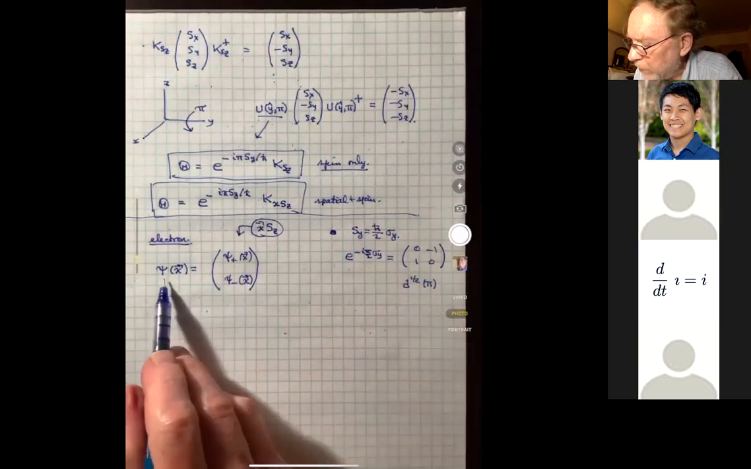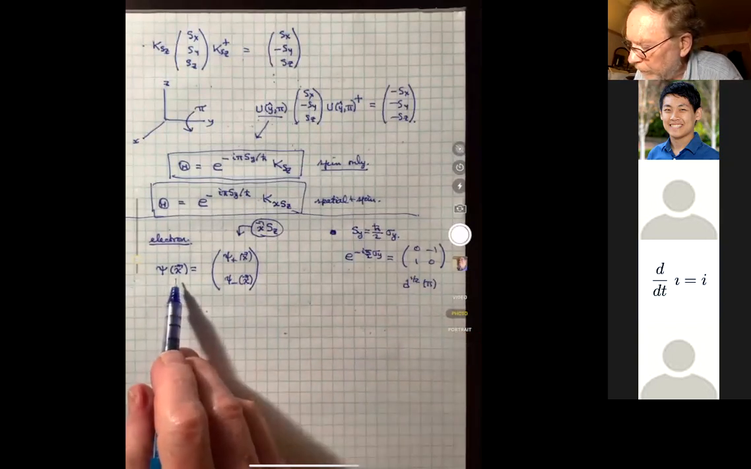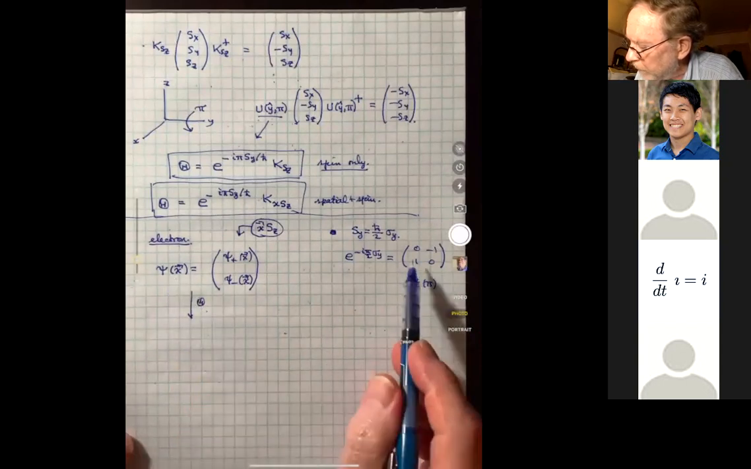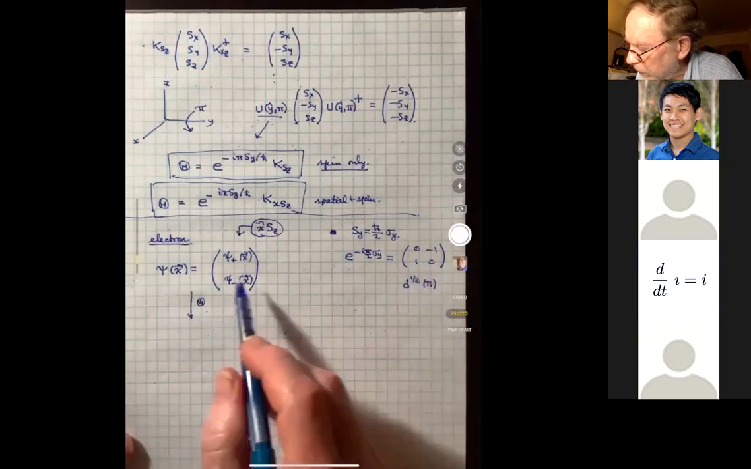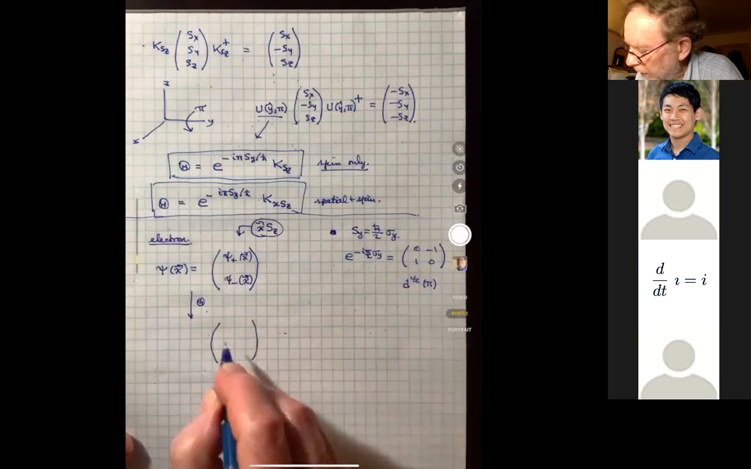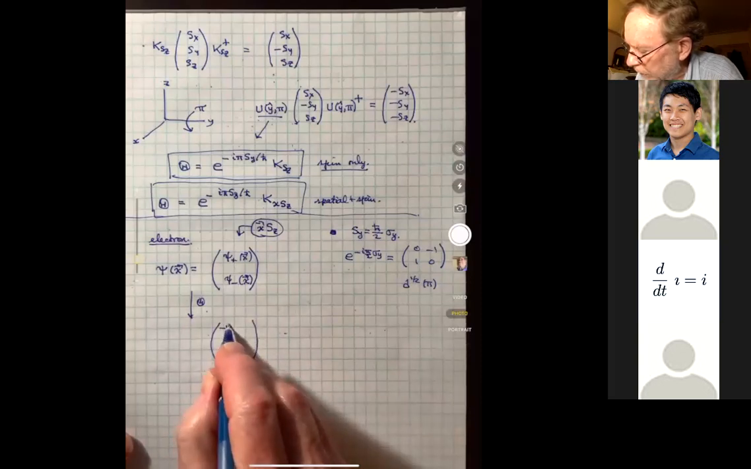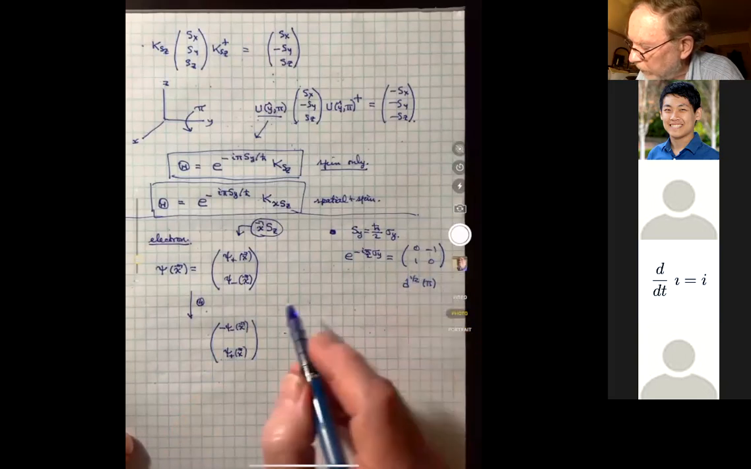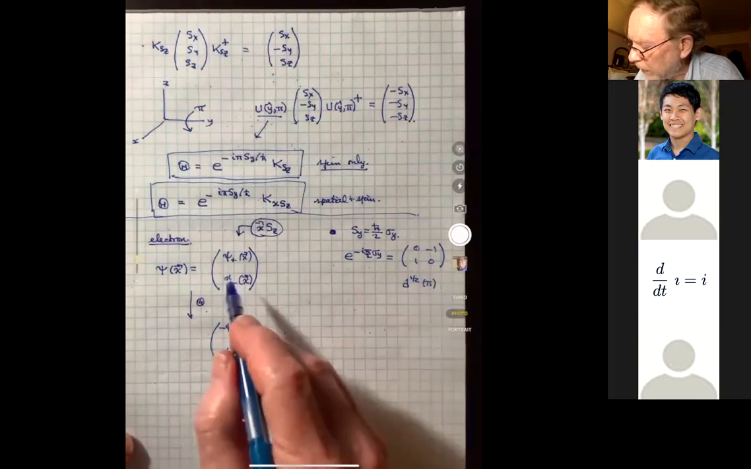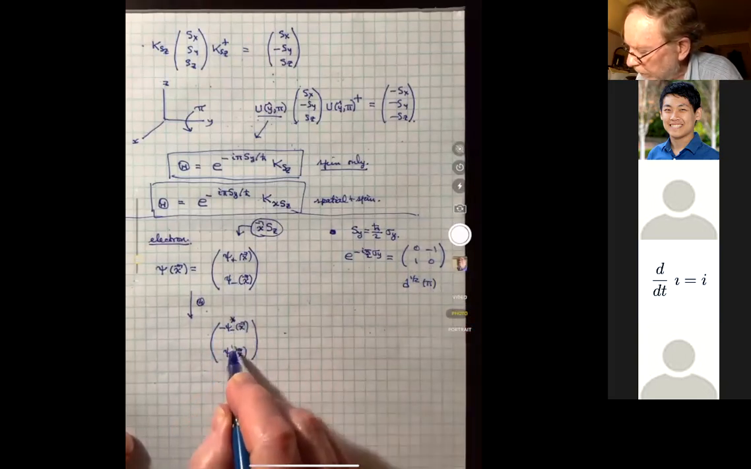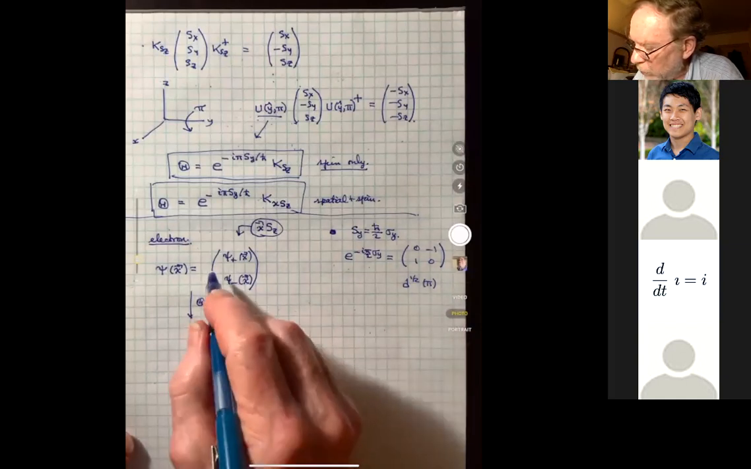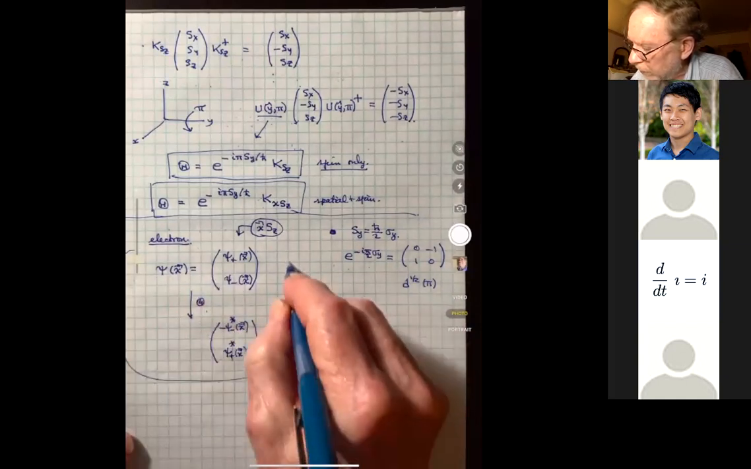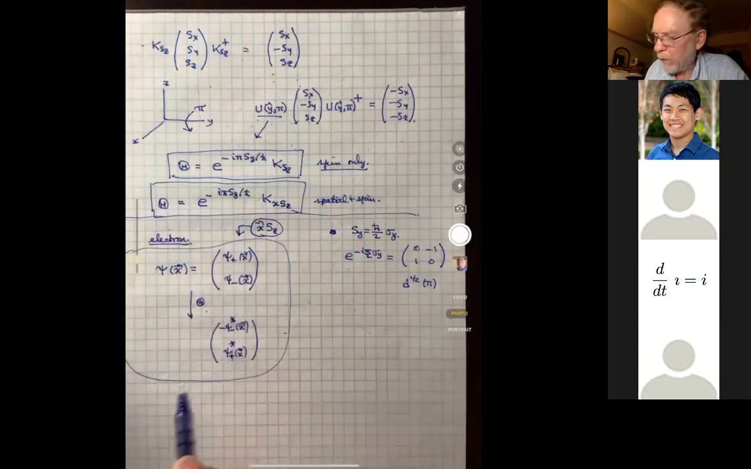So to transform this side under time reversal theta, I need to first multiply by this matrix and then take the complex conjugate. So what I'm going to get is minus psi minus of x in the upper slot, and then plus psi plus of x in the lower slot. I'm just multiplying this matrix (0, -1; 1, 0) times that column. But then I also need to complex conjugate it.